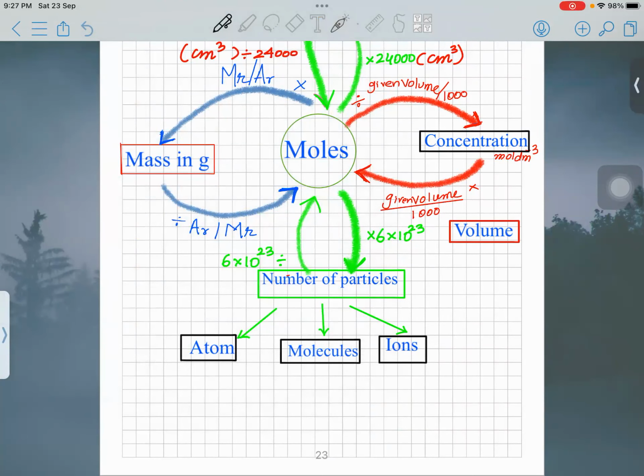Yes, you can find the volume easily when concentration is given. You know that concentration is equal to mole over volume multiplied by 1000. So volume is equal to mole divided by concentration multiplied by 1000. This volume will be in cm cube.